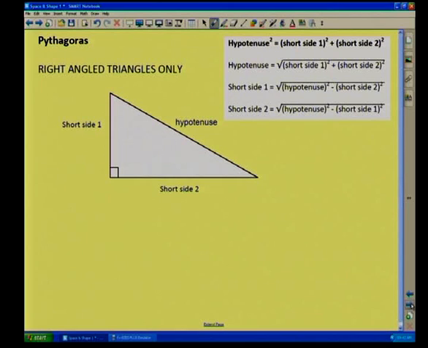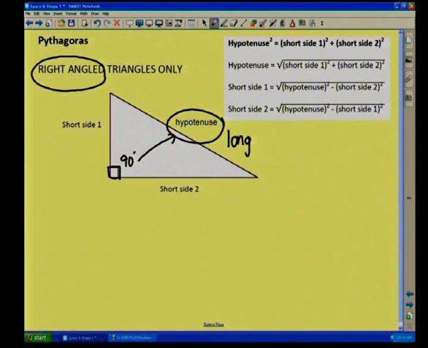Part of this section is you need to also be able to use Pythagoras. Remember that Pythagoras is dealing with right-angled triangles only, which means that they have a right angle or a 90-degree angle within the triangle. Please note that the hypotenuse is the side that is opposite the right angle, and this is your longest side of a right angle triangle.